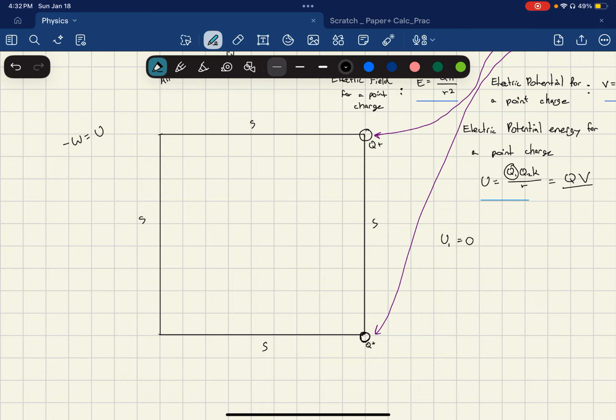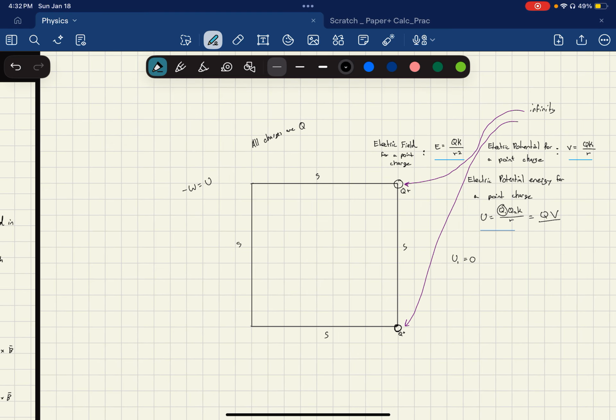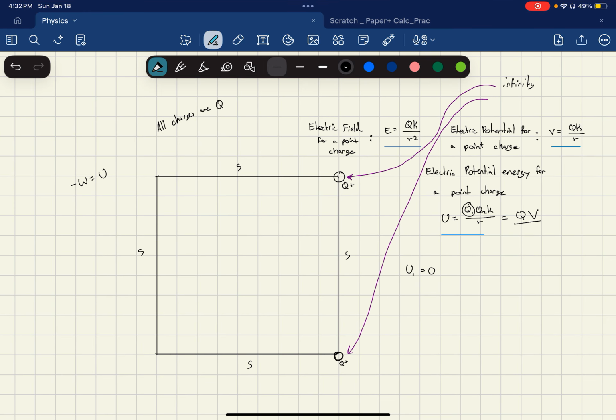So how would I calculate this? Well, first, we just do the electric potential energy, right? We have this electric potential times Q right here. This formula tells you the potential energy that was increased in the system when I brought this charge. So U2 would just equal Q squared, because I have two Q's. So Q squared times K over S. That's what the potential energy is.